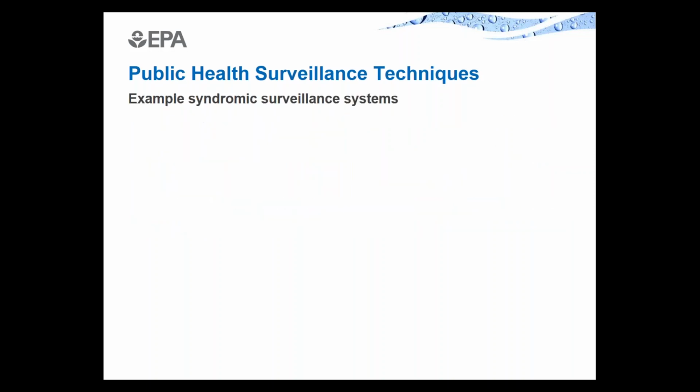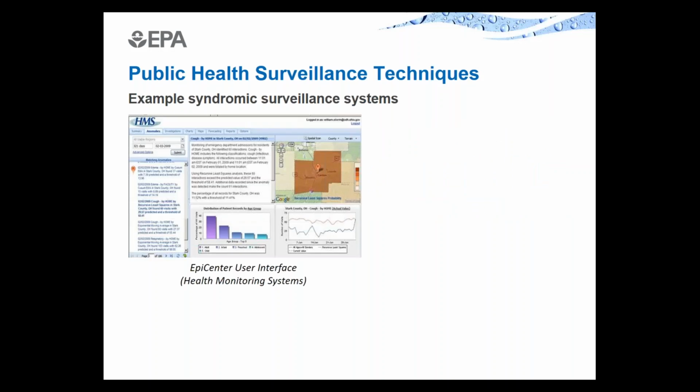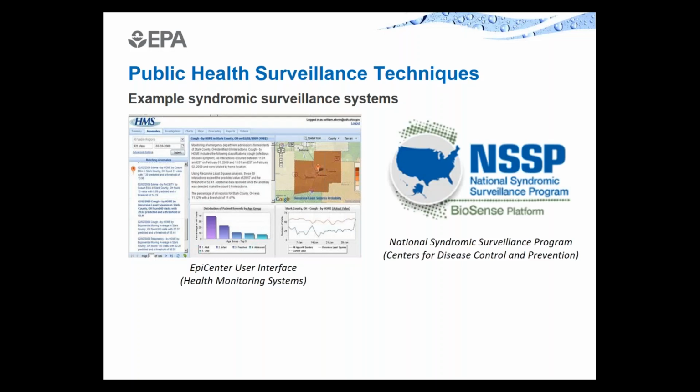Syndromic surveillance is generally performed by automated statistical software, and examples of systems that are in use include Epicenter, which was developed by Health Monitoring Systems, and the National Syndromic Surveillance Program, which was developed by the Centers for Disease Control and Prevention and operates around the BioSense surveillance platform.